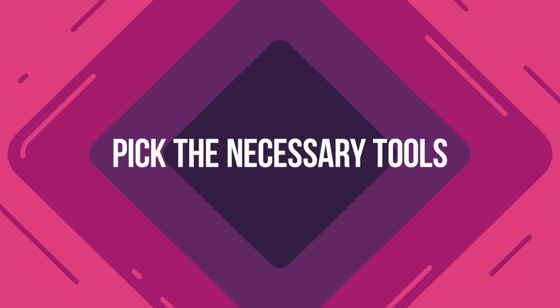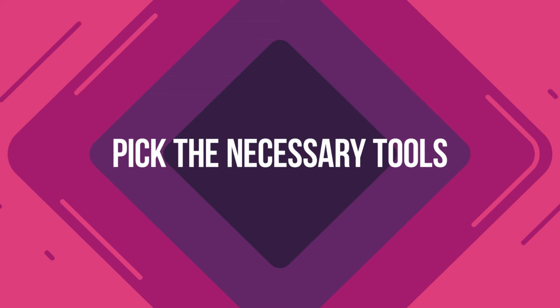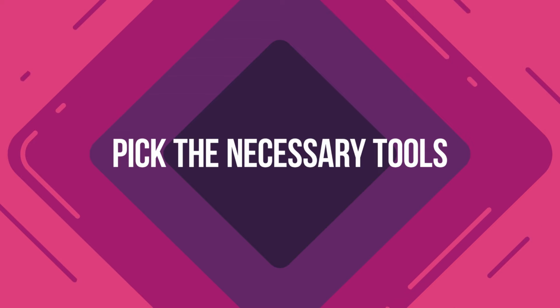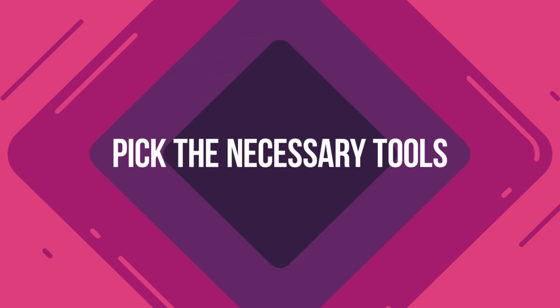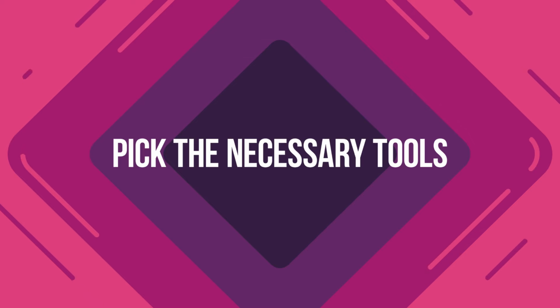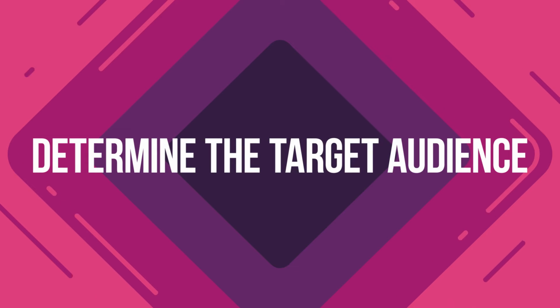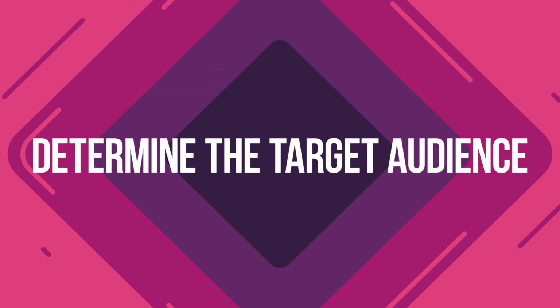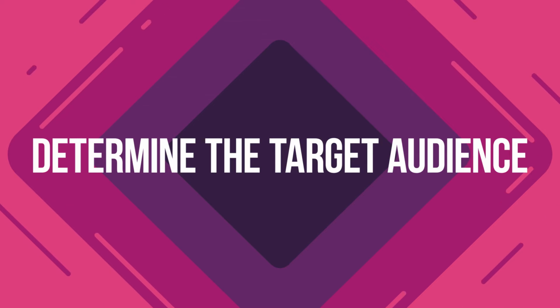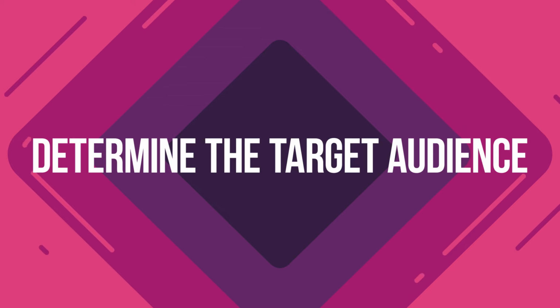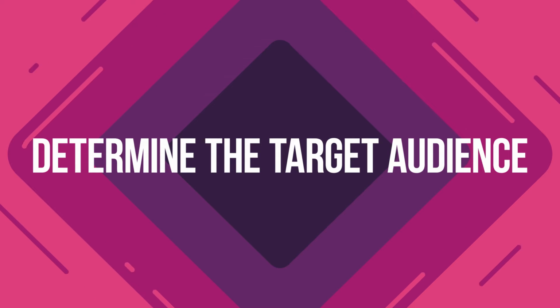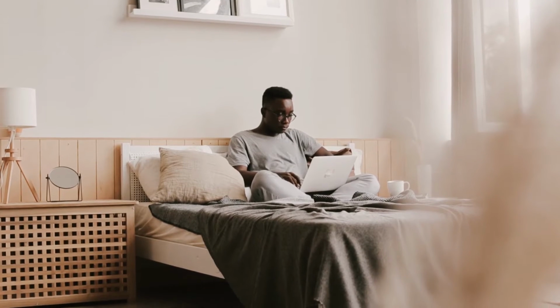Second, pick the necessary email marketing tools. Super important. We've looked at that. We've seen some tools. Pick a tool and get started with that tool. Third, determine the target audience. I've already talked about this in the earlier parts of this video. If you haven't, you can still check that out to get the explanation. But your target audience is important.